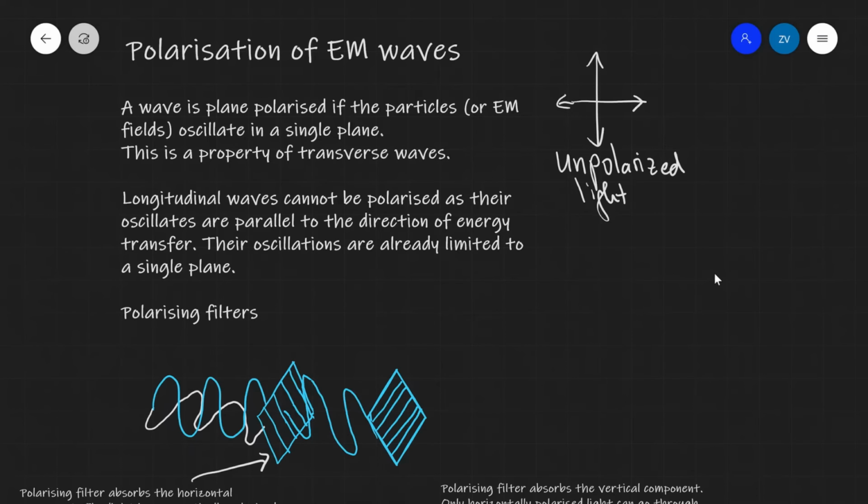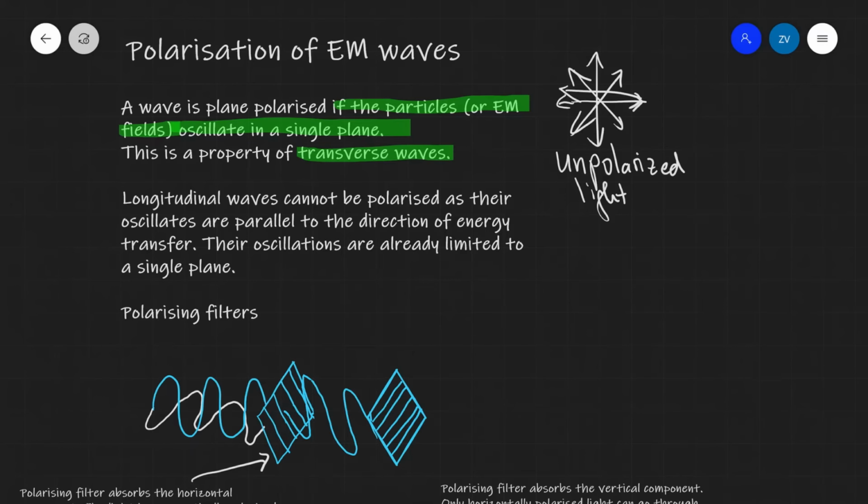A wave is defined to be plane polarized if the particles or the electromagnetic fields are oscillating in a single plane. And this is a property of transverse waves. Unpolarized light tends to be represented by this symbol, so we can say that the light is oscillating a little bit in the vertical direction and a little bit in the horizontal direction. In practice, unpolarized light tends to be oscillating virtually in all directions, so it tends to be oscillating a little bit along here, and a little bit along here, and along there as well, etc.